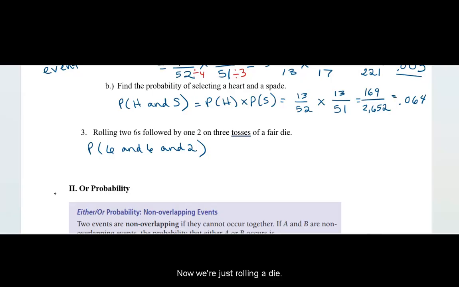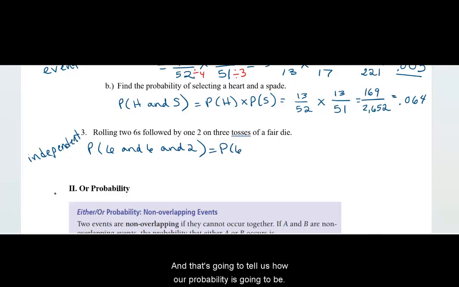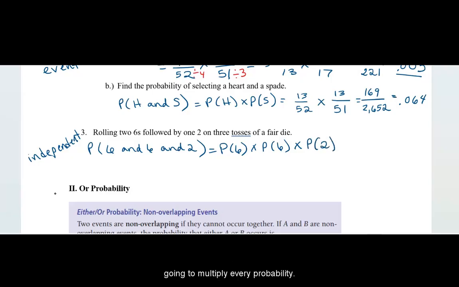Now we're just rolling a die. This then would be independent events. It's not like a card where we might put it back. We're just rolling, taking 3 tosses on a die, and that's going to tell us how our probability is going to be. So let me just write this out. Then remember, we're just going to multiply every probability.